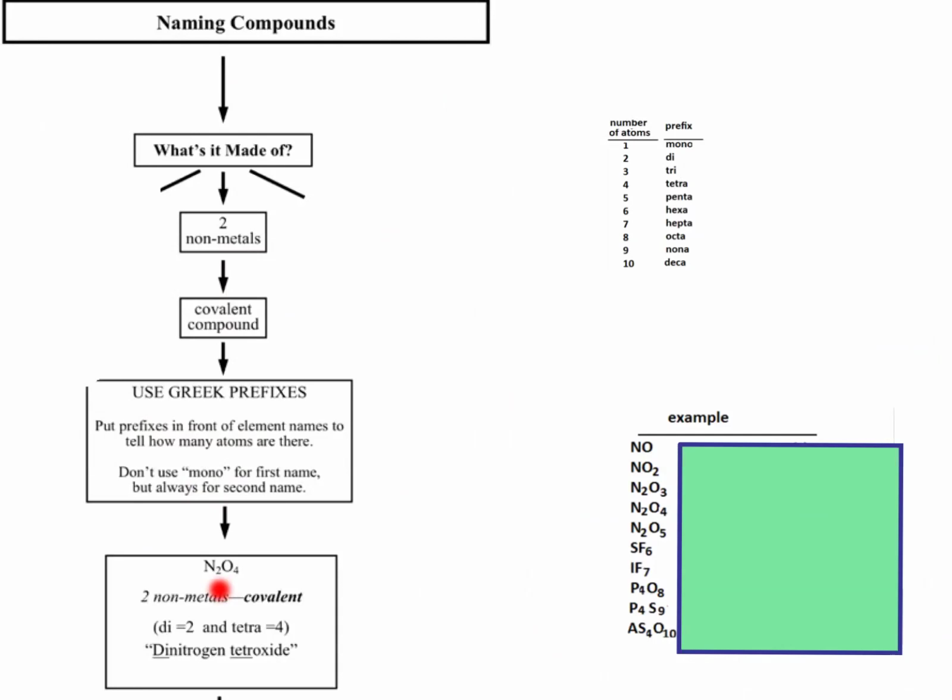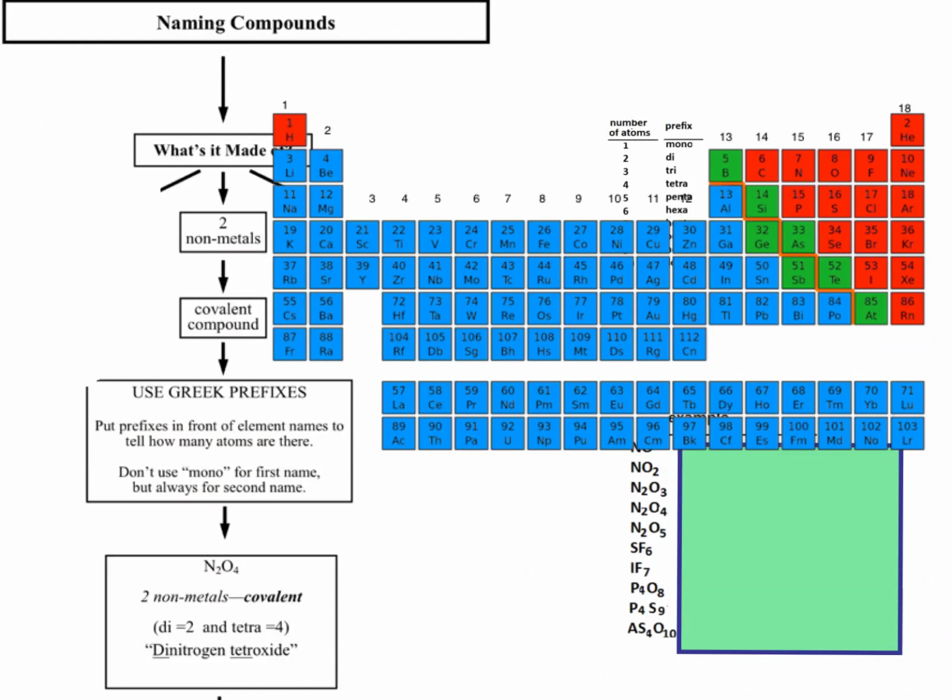So an example here, N2O4. Well, the first thing I need to do is look on my periodic table and see where this guy is here.